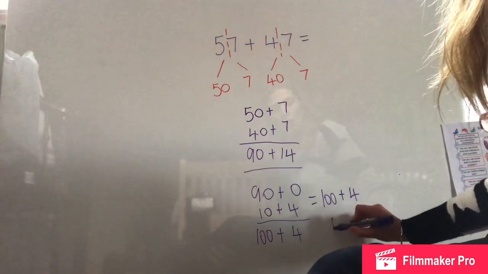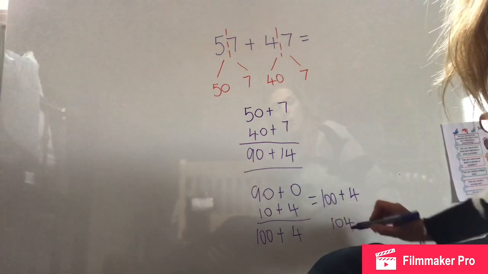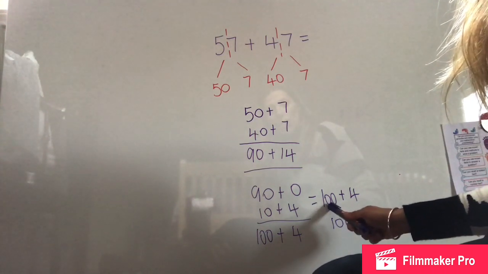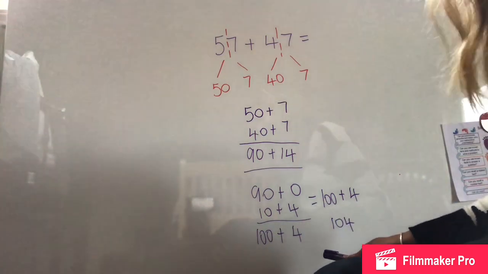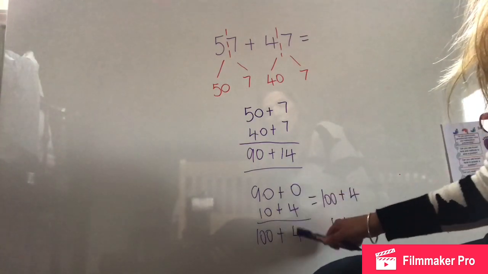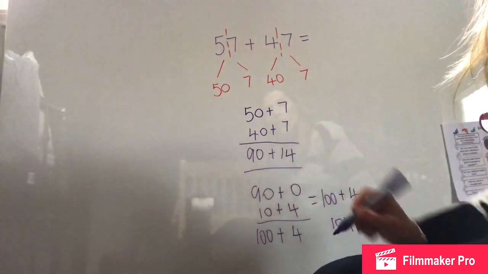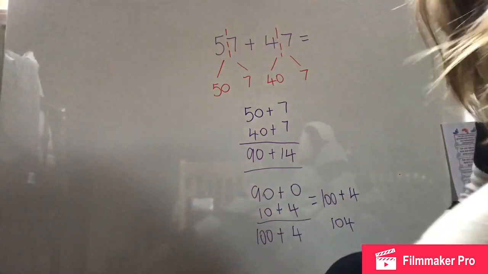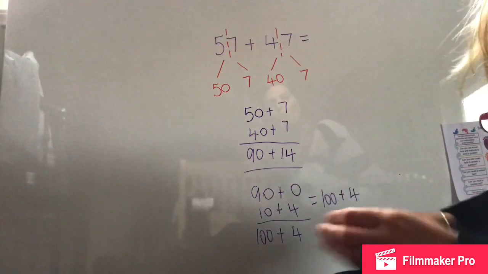Okay, so 104. Remember how we write 104? It's not the same. We need to miss out one of the zeros. Okay, so that takes you over the tens number here and gives you a 3-digit number. So that's how we would work with that one. So that's the formal method for addition.